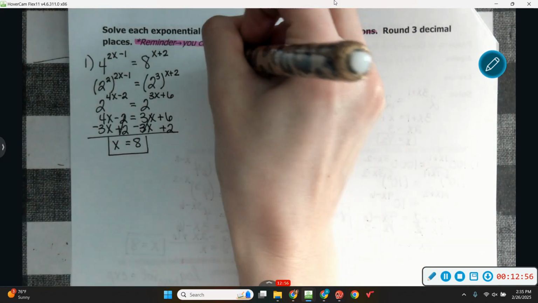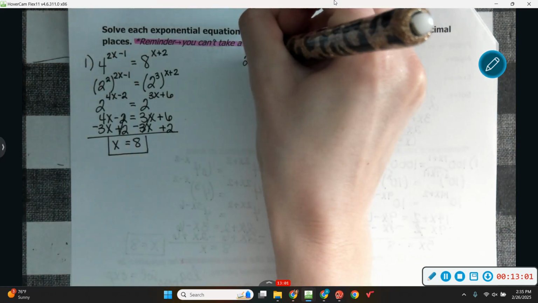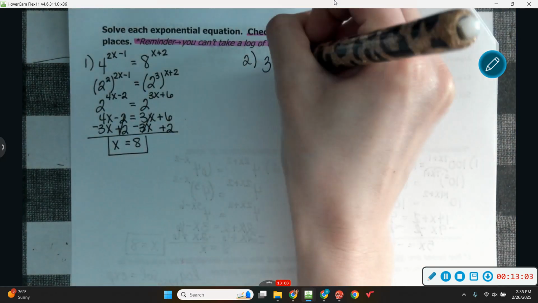Okay, and then my second example, I have 3 to the x plus 3 power equals 5.